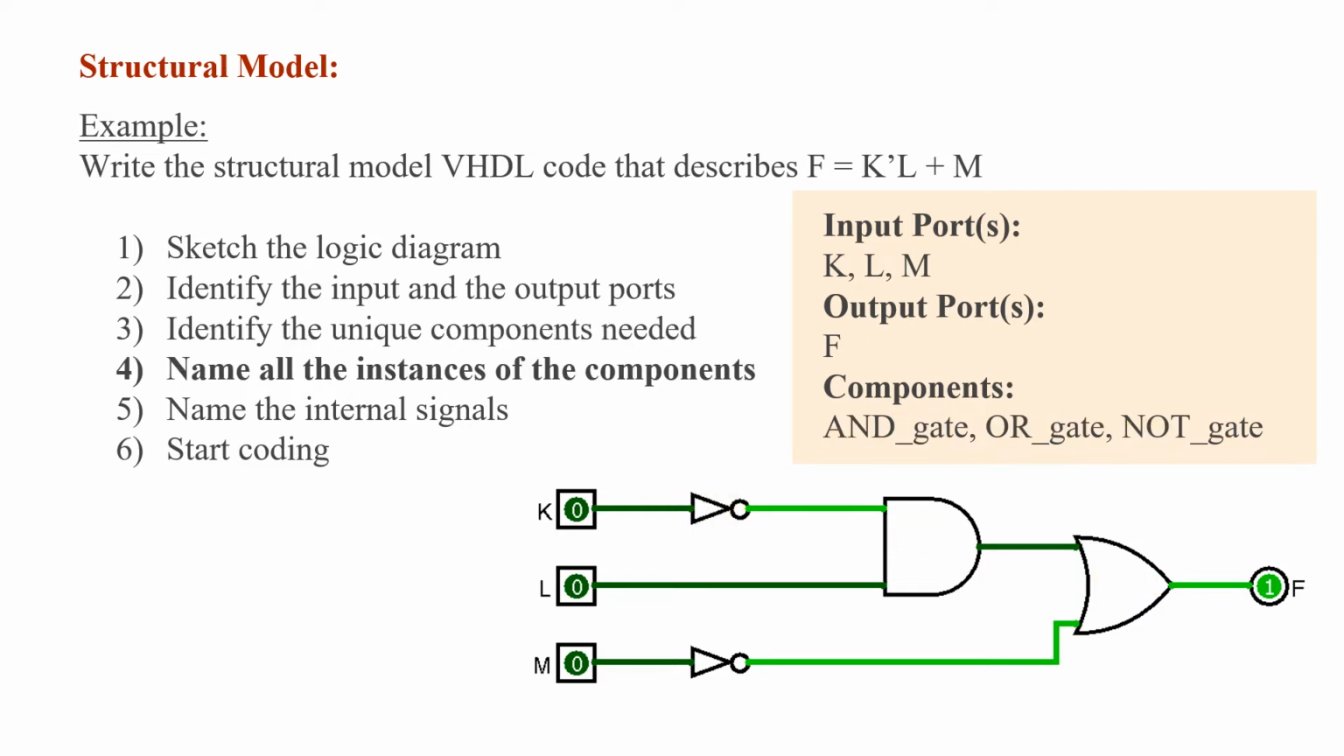In step 4, we'll name the instances of the components. As we mentioned earlier, the NOT gate is used twice, so we have to distinguish between these 2 NOT gates in addition to the rest of the gates. So we'll label these gates with a different name. I'll name them G1, G2, G3, G4, short for gate 1, gate 2, and so on.